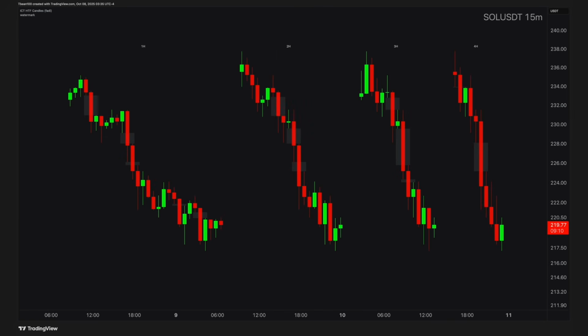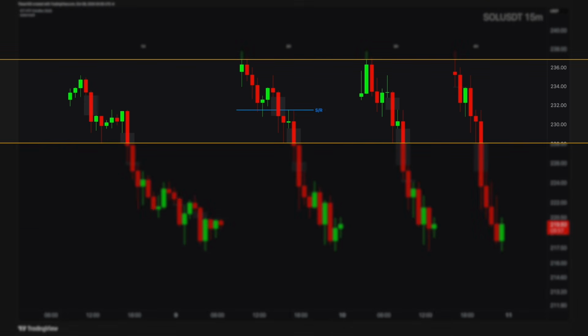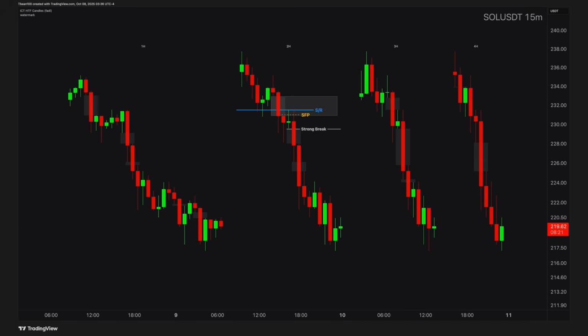This is actually a pretty simple pattern to spot once you know what to look for. For example, if you check out the Solana chart, especially the 2 hour time frame, you can clearly see an SR flip happening with a multi-imbalance level. Right after that, you will notice a swing failure pattern followed by a strong breakdown.